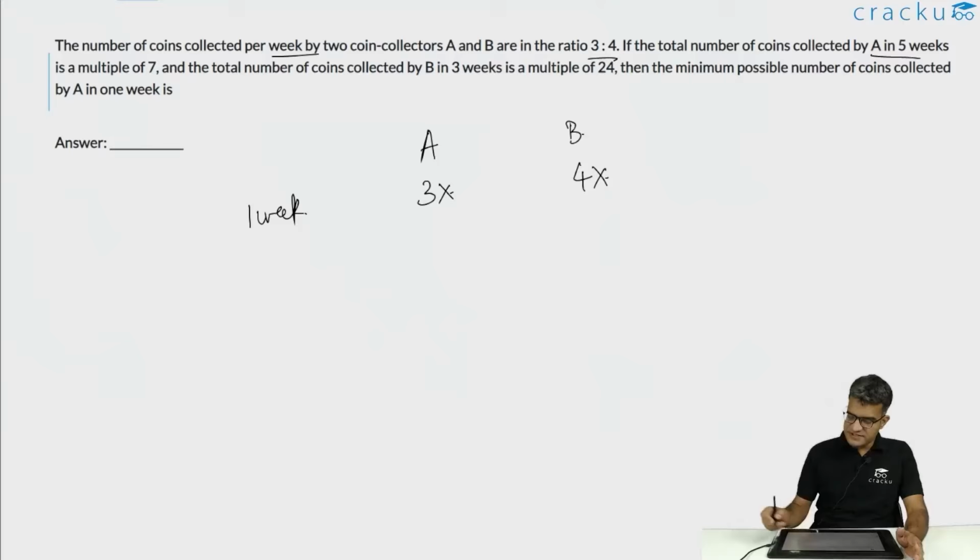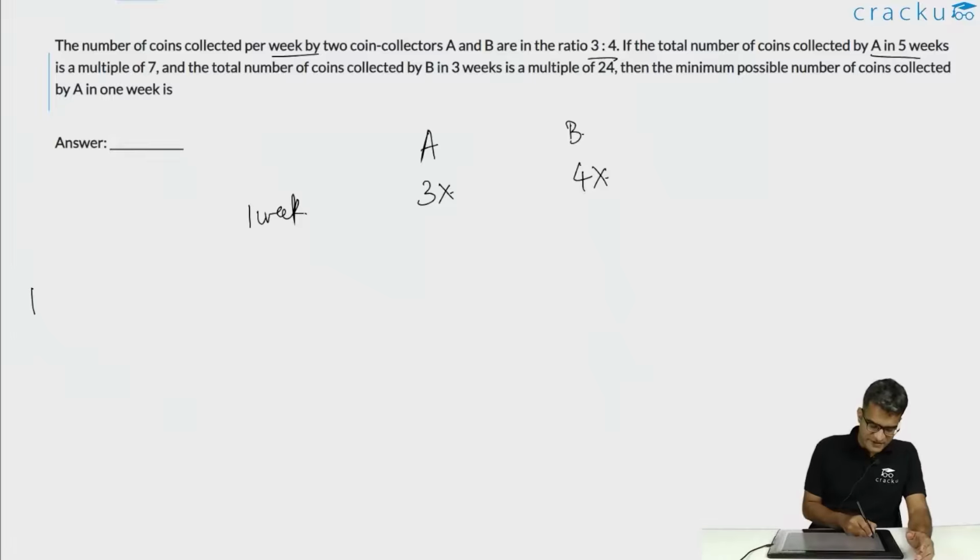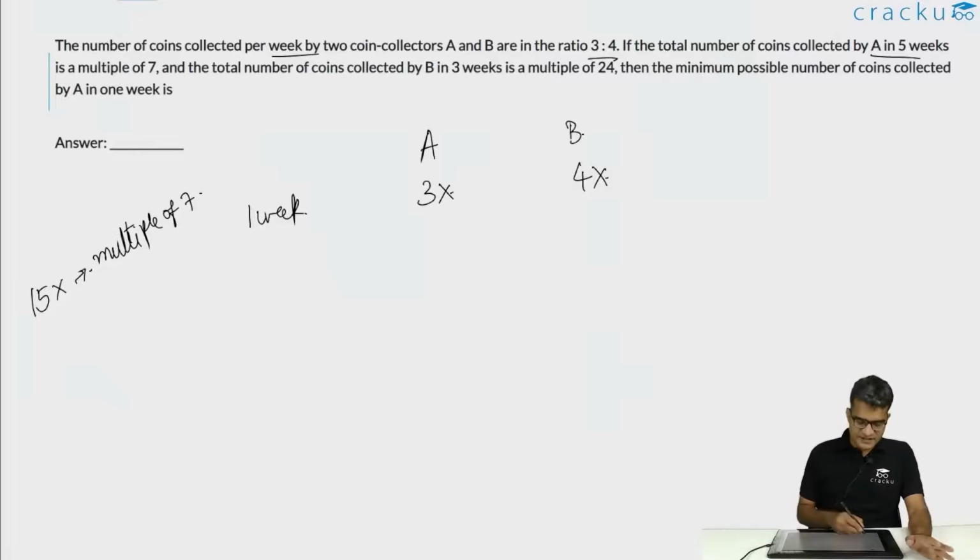The total number of coins collected by A in 5 weeks is a multiple of 7. So what is the total number of coins collected by A in 5 weeks? That will be 15x. So what we are told is that 15x is a multiple of 7. For this to happen, the only possibility is that x itself has to be a multiple of 7, because there is no common factor between 15 and 7.